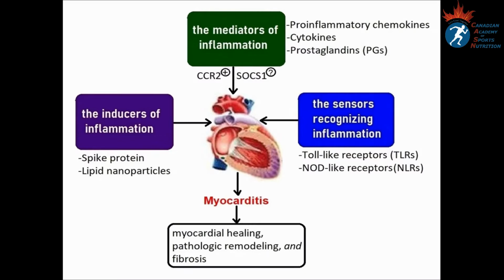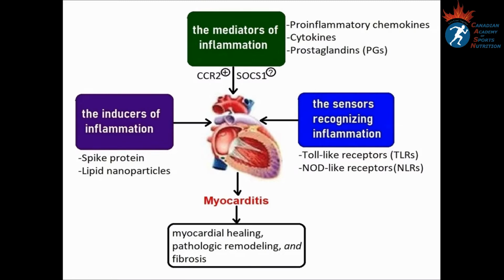There are 2 interesting proteins also involved in myocarditis. One of them is called, as you can see here, CCR2. I'm going to talk more about it later. And the other one is called SOCS1. SOCS1 stands for suppressor of cytokine signaling 1. We know for sure in medicine that this protein, SOCS1, plays an important role in myocarditis from viruses. But whether this protein plays a role in vaccine-induced myocarditis, we don't know yet.